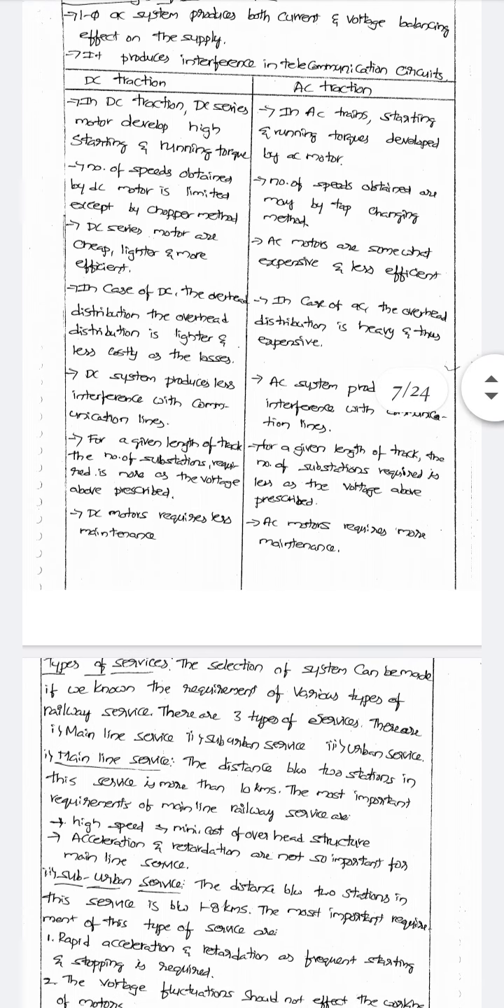Okay, a very important point, and it is important for objective questions also. Okay.